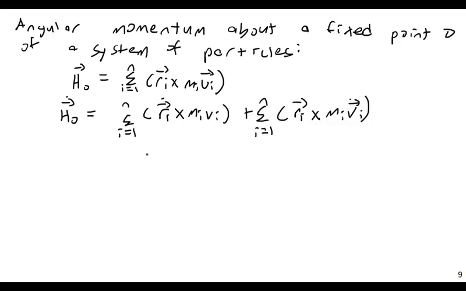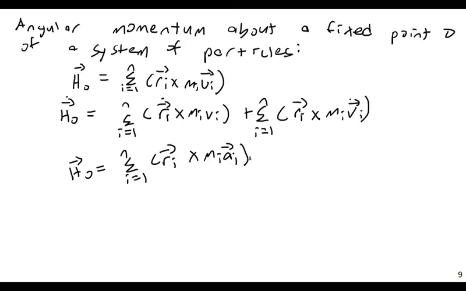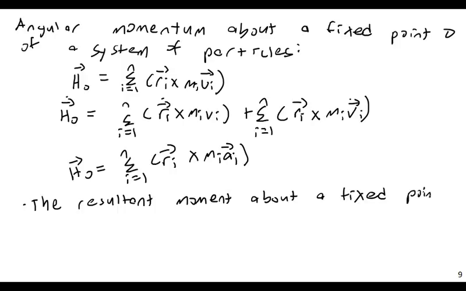So, anyway, this would then be equal to the summation from i equals 1 to n of r_i cross m_i a_i. Basically saying the rate of change in angular momentum is equal to the summation of all of the individual positions crossed into the mass times accelerations. And in a similar vein, just like I did previously, I can say the resultant moment about a fixed point O of the external forces is equivalent to the rate of change in angular momentum.